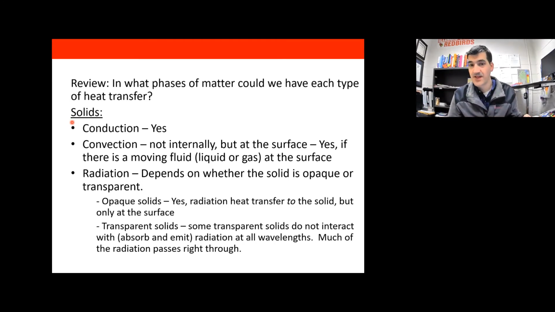But think about something like windows. If you're standing inside a window, you definitely get radiation heat transfer and energy transfer in general through a window, right? That's what light is. Light is radiation energy, mostly in the visible spectrum, but it's coming through the window. So you definitely can get radiation heat transfer through clear, translucent, or transparent solids.